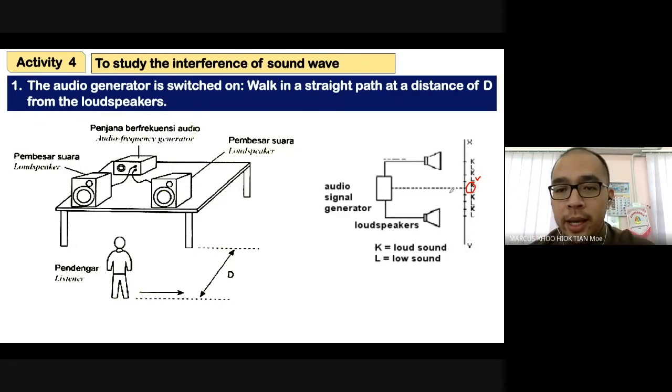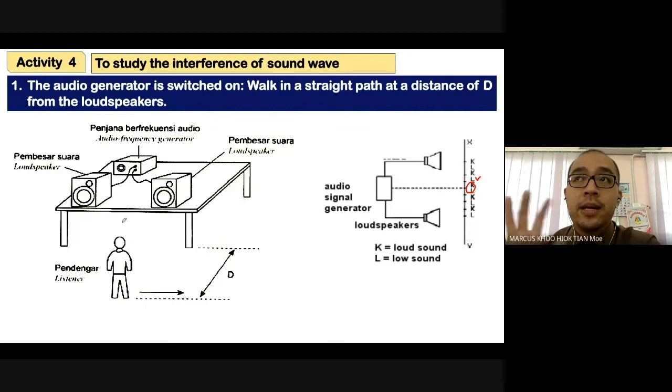The reason why K is loud and L is soft is because in Malay, K is kuat and L is lemah. So bunyi kuat dan bunyi lemah: loud sound, soft sound. This is basically the setup for interference of sound waves. If you think about it, our school hall or any hall always has two speakers at a certain distance. Nobody puts the speaker in the center of the hall. There are always two speakers at the end, so that the interference pattern creates loud, soft, loud, soft.